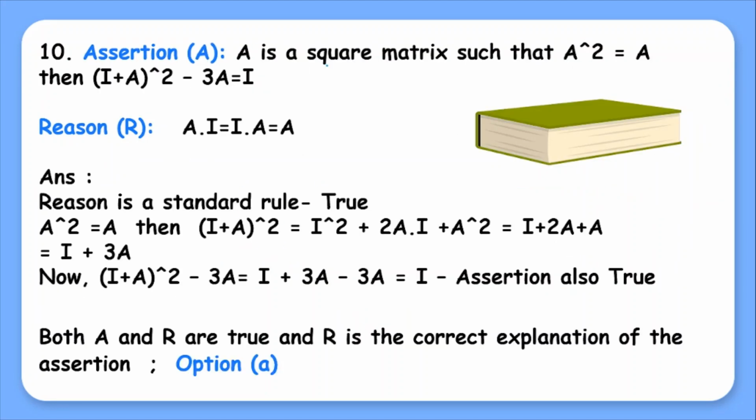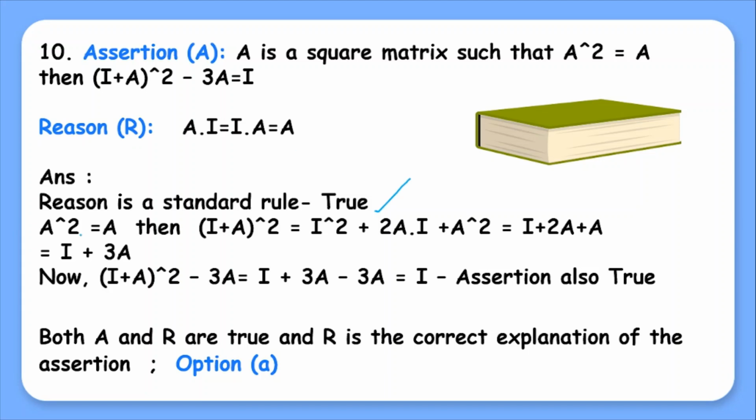Question 10. A is a square matrix such that A square equal to A. Then (I plus A) the whole square minus 3A equal to I. Mere calculation. The reason is A into I equal to I into A, which is equal to A. Any matrix multiplied by the identity matrix, you will get the same matrix. So this reason is also a standard rule. So it is true.